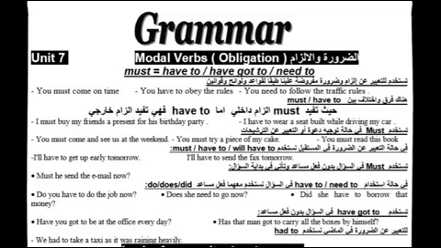For example, you must come on time. Obligation. You have to obey the rules. Obligation. You need to follow the traffic rules. Obligation. There is a difference between must and have to: must expresses internal obligation, while have to expresses external obligation. For example, I must buy my friend a present for his birthday party. I have to wear a seat belt while driving my car.